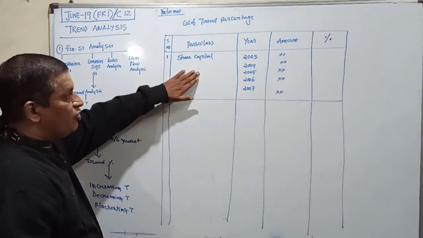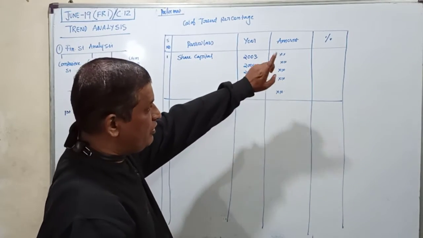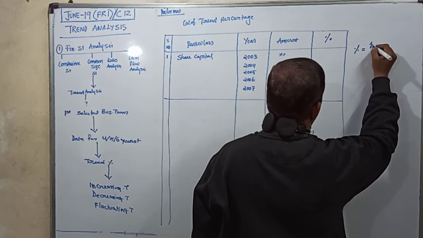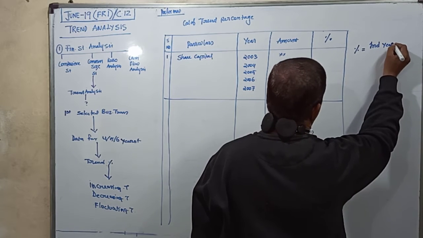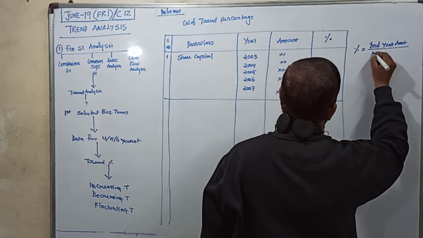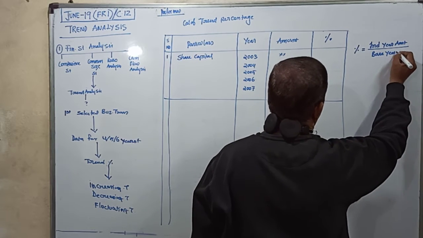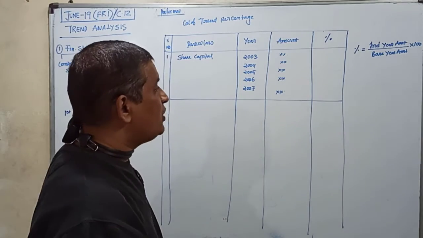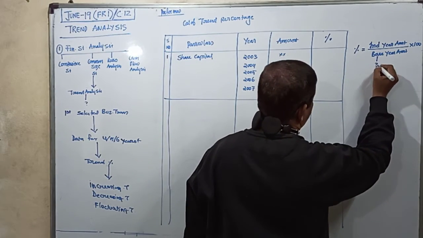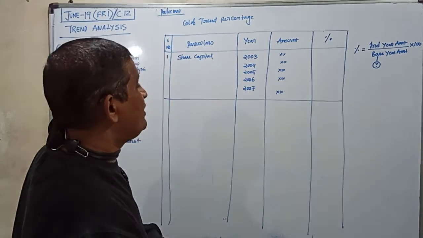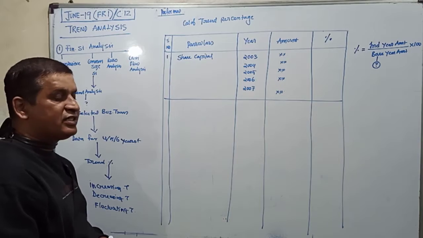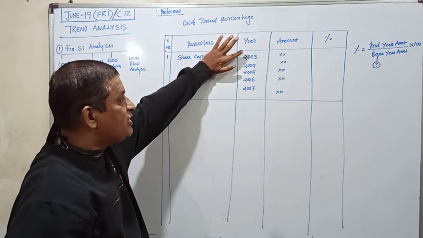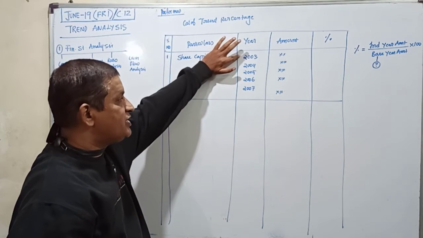So particulars are given in the problem, year is given in the problem, amount is given in the problem. How to calculate trend percentage? Trend percentage is equal to individual year amount by base year amount into 100. So this is the formula for calculating percentages. Now the question comes, what is the base year? Always the first year in the data is taken as the base year, and the trend percentage for the base year is always 100.